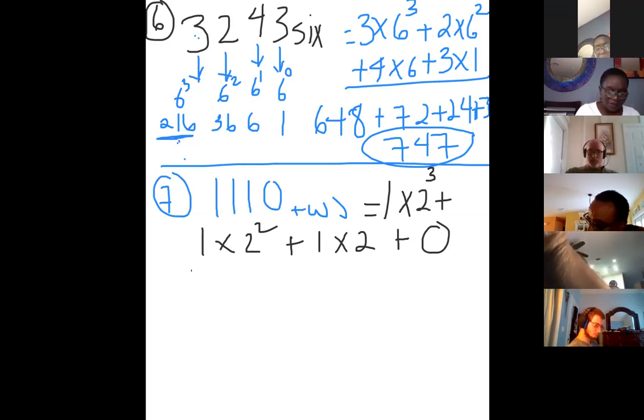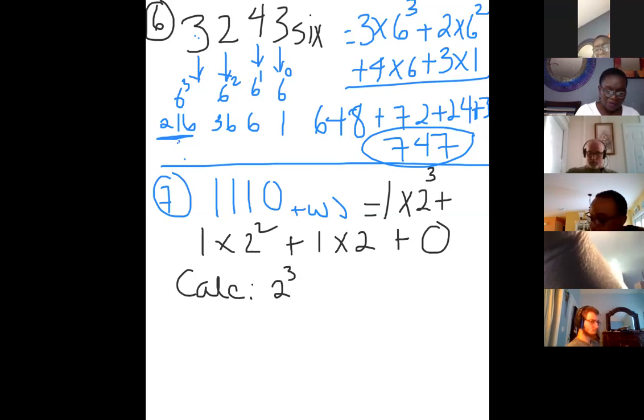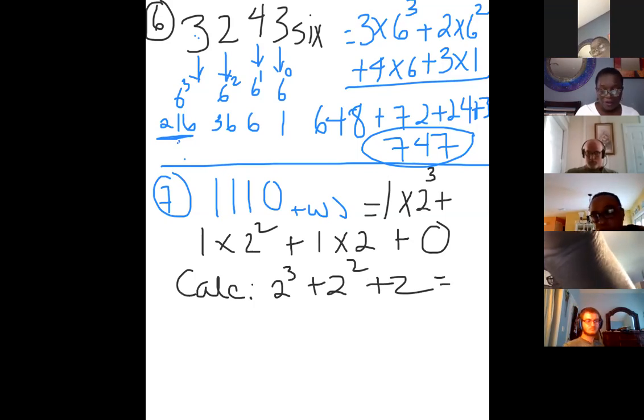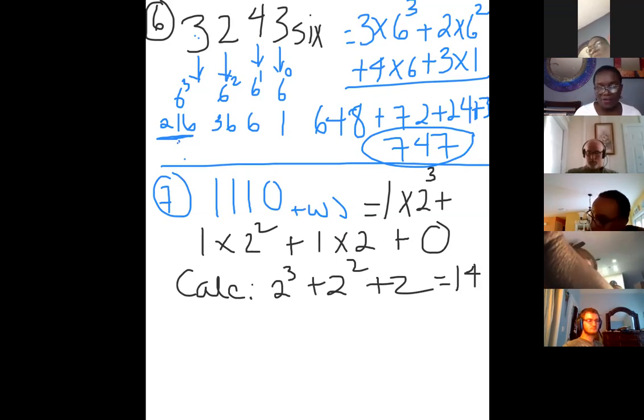So essentially, when you type this into your calculator, guys, you're basically doing 2 to the third plus 2 to the second plus 2, and that will give you your answer. 8 plus 4 is 12, 12 plus 2 gives you 14. Let the calculator do it for you.